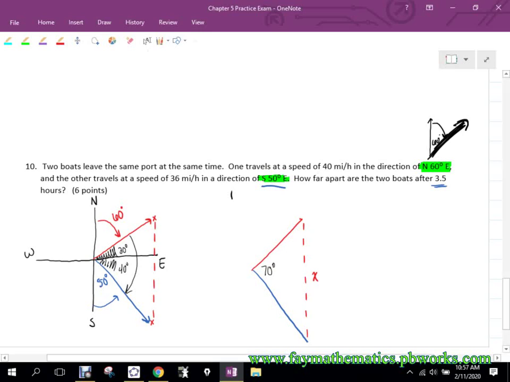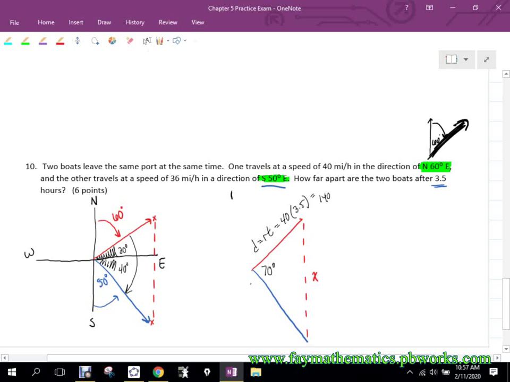Now we need to find out, well, how far did this boat travel? How far did this red boat travel? And remember, distance is equal to rate times time. And in this case, the rate was 40 miles per hour, and the time was 3.5 hours. So if we multiply that out, we should get 140 miles.